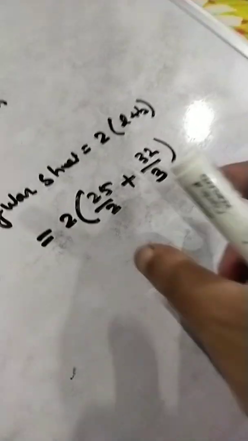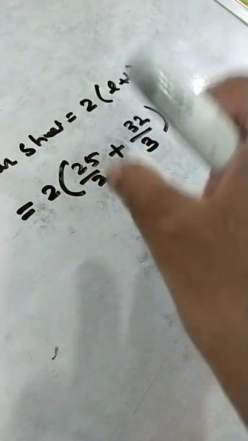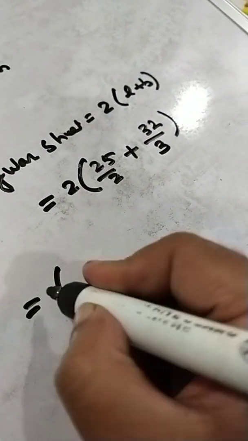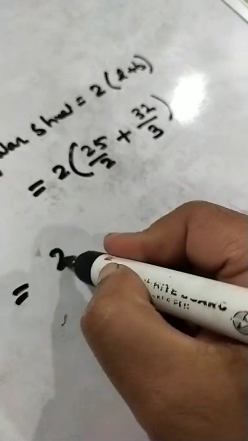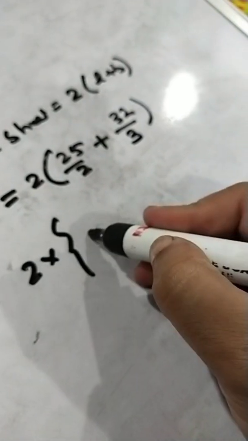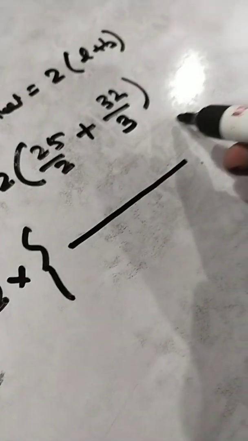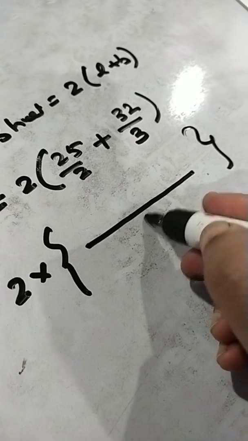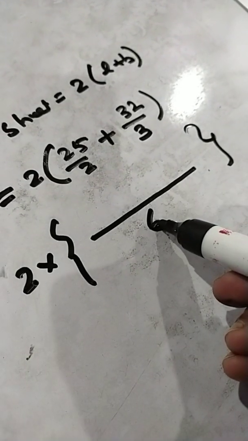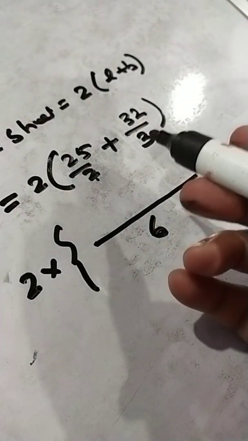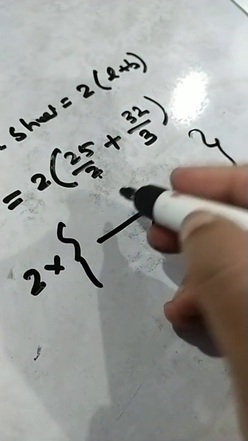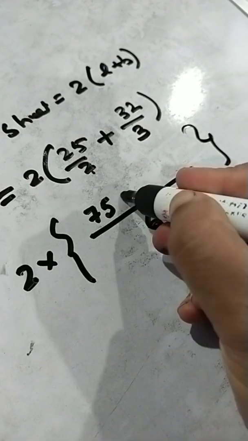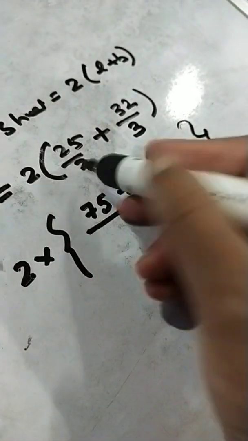Okay, so according to the BODMAS rule, what do we have to do? We have to first solve the bracket. So to solve the bracket, you have to get the LCM of both the denominators, isn't it? So let's get it. The LCM of 2 and 3 would be 6. Now if you divide this 6 by this 2, you will get the answer as 3. Now you have to multiply this 3 with this numerator, that is 25, and you will get the answer as 75. What I have done, 6 divided by 2 is 3. Now 3 into 25 is 75.